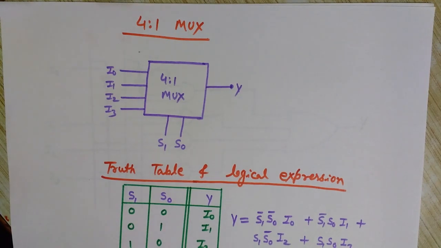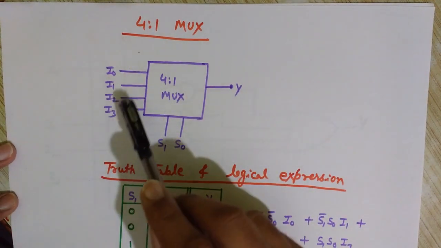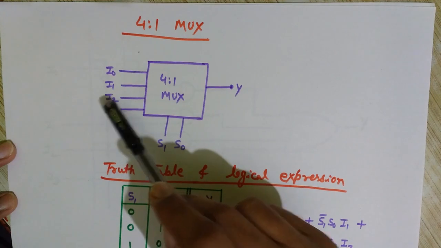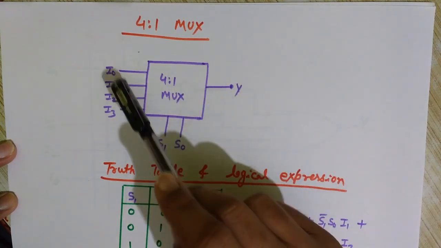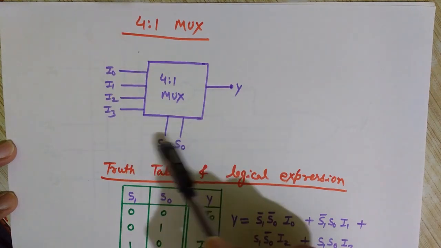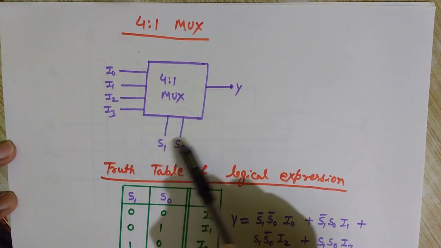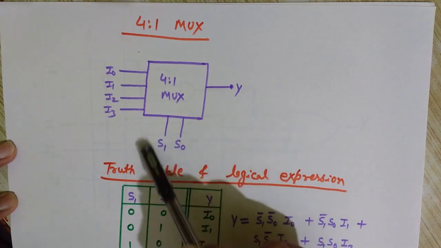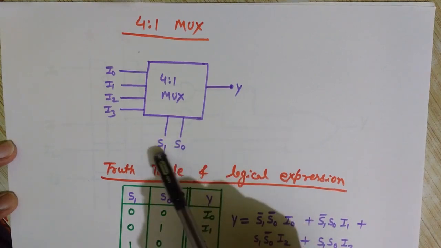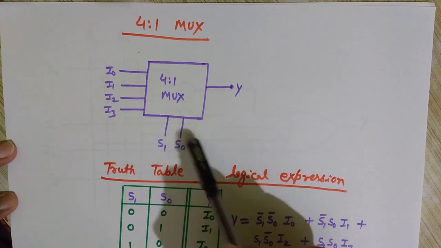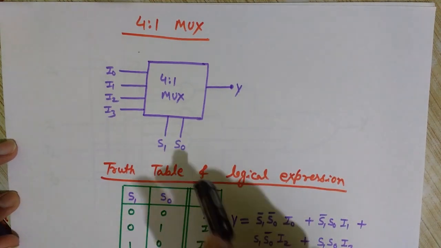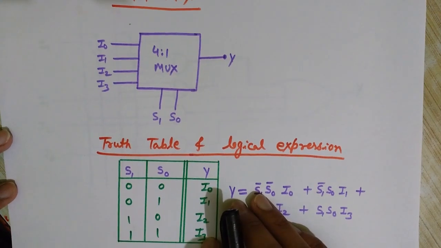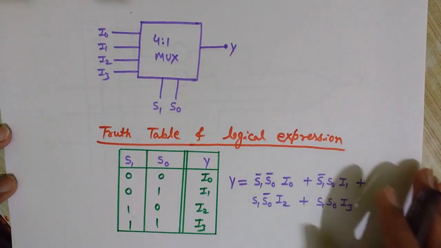So now let's come to the 4X1 MUX. Here is the 4X1 MUX, shown here. 4X1 means four input lines, and any one of these lines will appear on the output side Y. We need two data selectors or control inputs to control these four inputs. Why? Because 2 to the power 2 means 4. So these two can have 4 combinations, and these 4 combinations can control these 4 inputs. We will decide what input will go towards the output side.